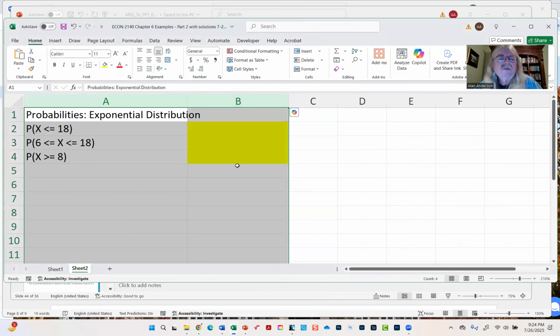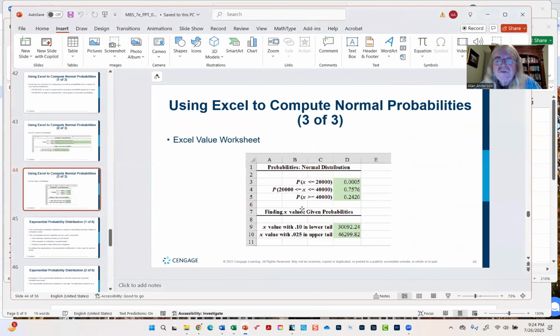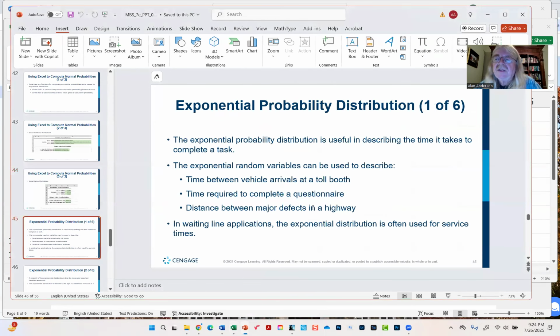All right. Now, oh, there's more. Oh, no, that's the next distribution. That's the exponential. We're not going to get to that for a bit, because what I'm going to do now is show you how to calculate normal probabilities with your calculator.